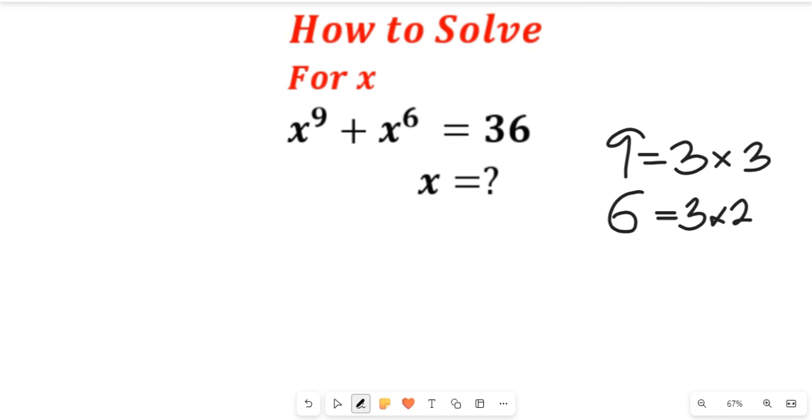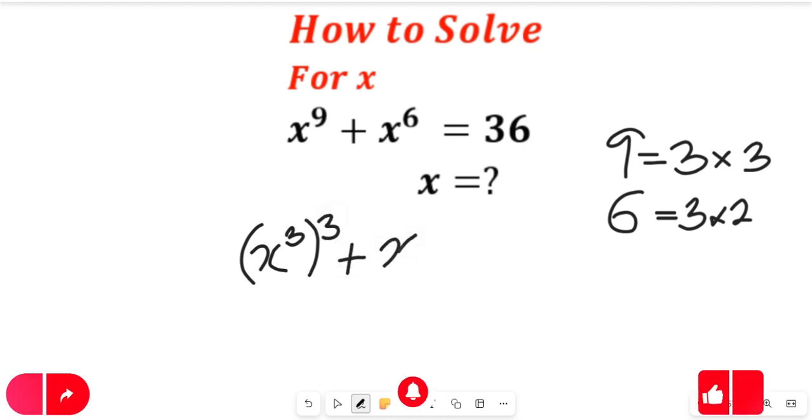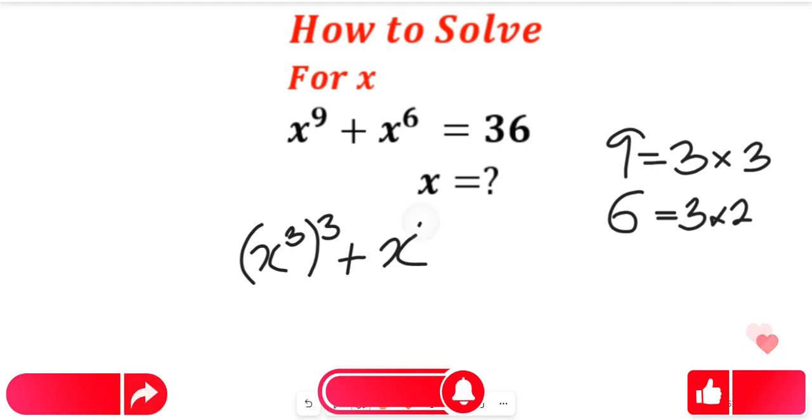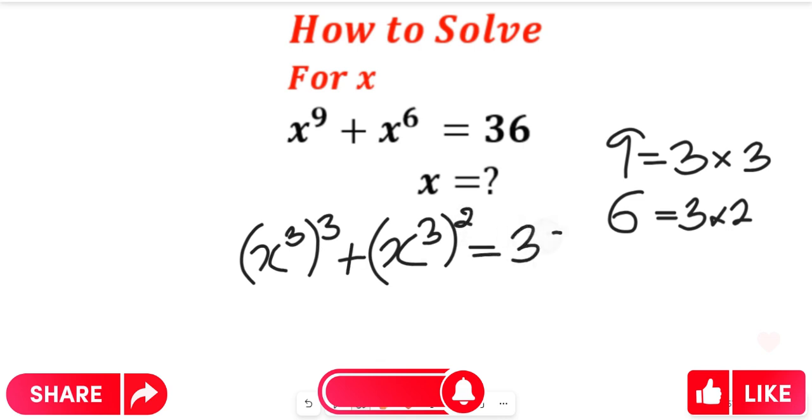So, if we apply that to this equation, we're going to have x to the value of 3 to the power of 3, all to the power of 3, plus x to the power of 2 or 3, all to the power of 2, and this will be equal to 36.